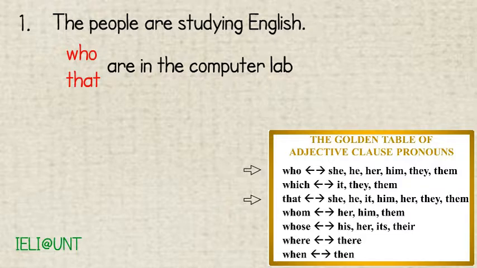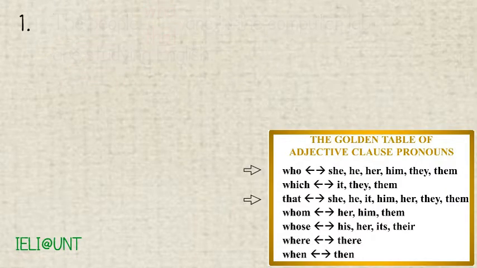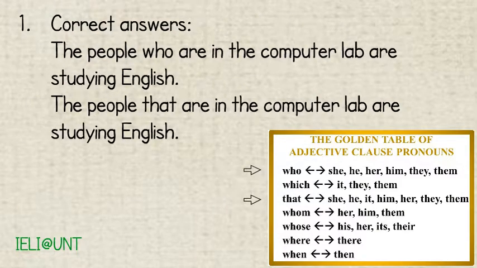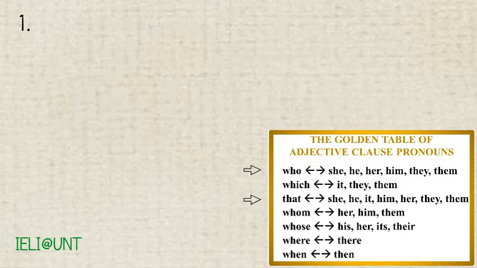Finally, put the adjective clause after the antecedent. The antecedent is the people. The 2 answers are: the people who are in the computer lab are studying English, and the people that are in the computer lab are studying English. If you got a correct answer, good job.